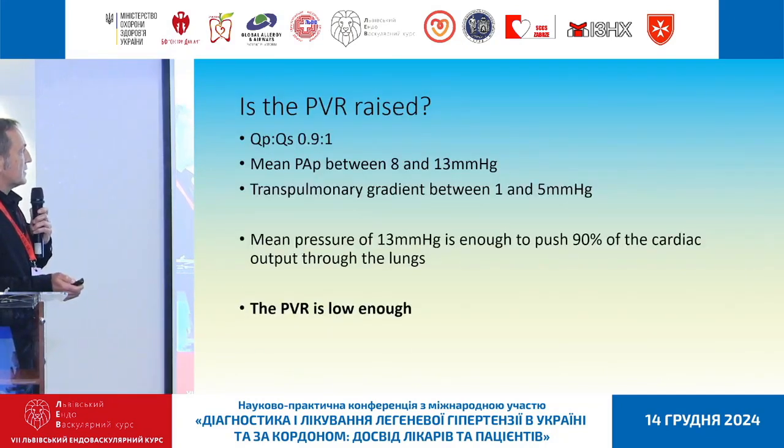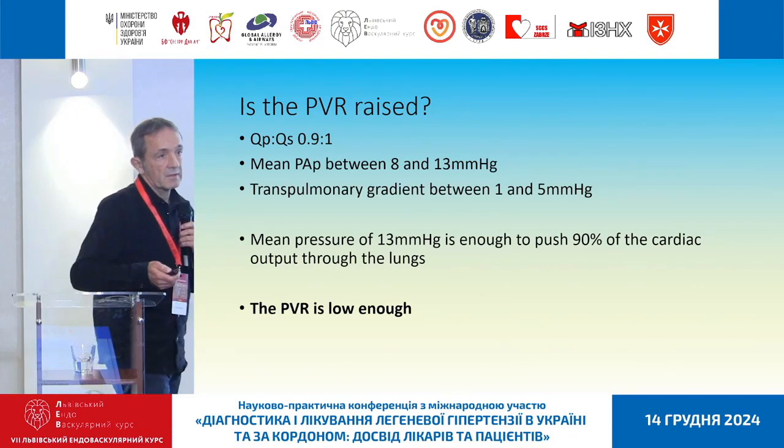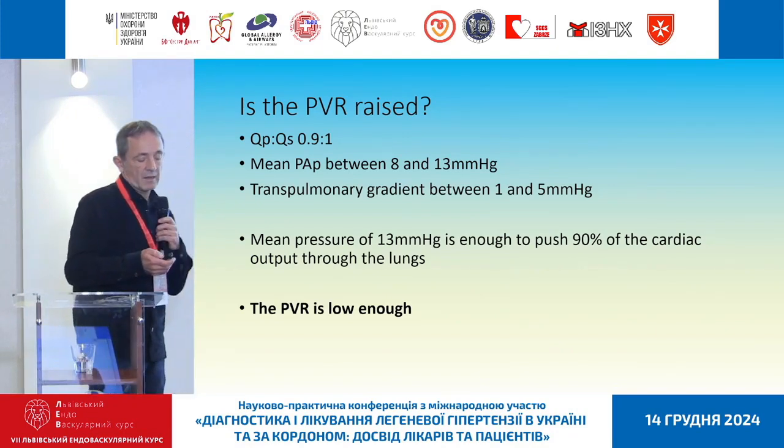So in his case, is the pulmonary vascular resistance raised? Well, the QpQs is balanced, the mean pulmonary artery pressure is okay, the transpulmonary gradient is okay, and what you can certainly say is that a mean pressure of 13 is enough to push 90% of the cardiac output through the lungs. So he's going to tolerate a Glenn shunt.